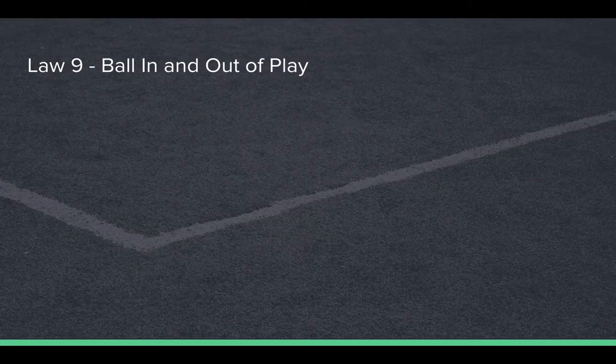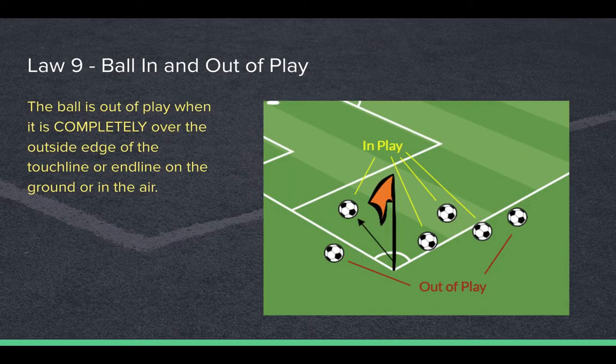Out of play. The ball is considered out of play only after it completely crosses the touch line or end line on the ground or in the air. If any part of the ball is touching the paint, play should continue. Keep in mind that a single referee without the assistance of a linesman may not have the best perspective to see a blade of grass between the ball and the paint. We don't need coaches and spectators making that call.